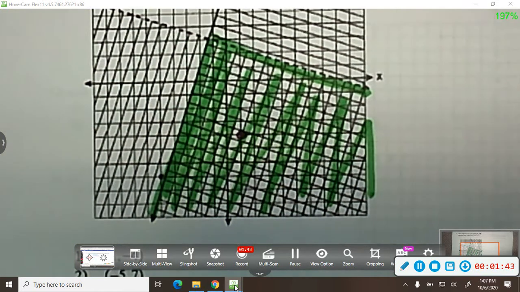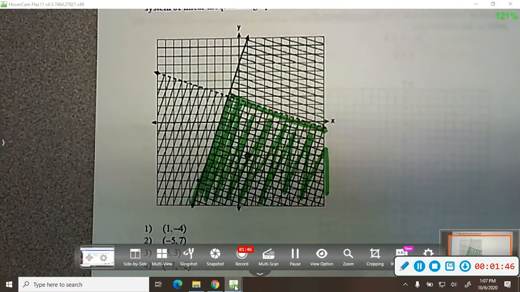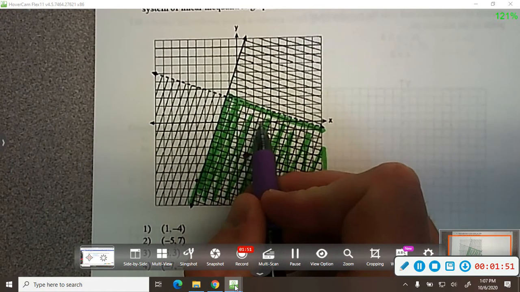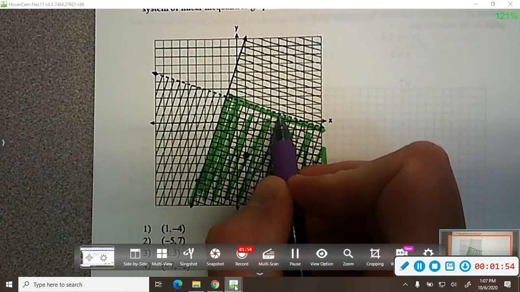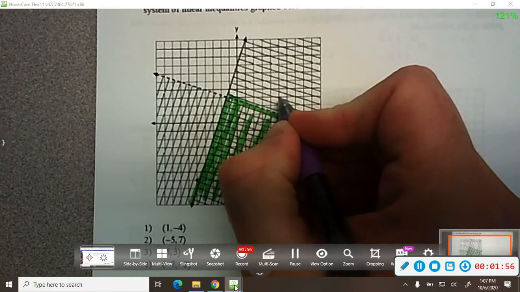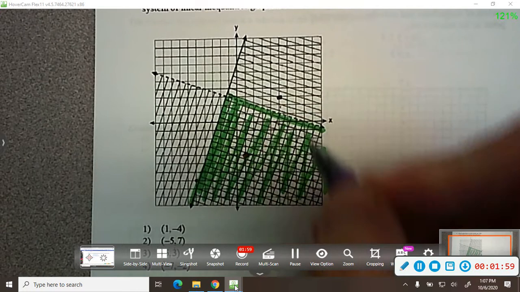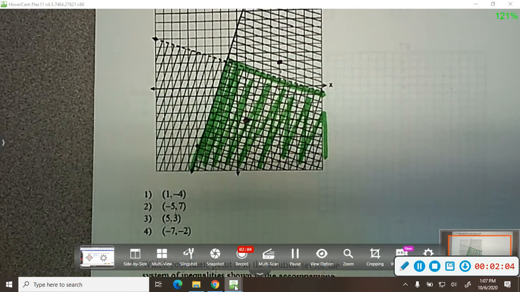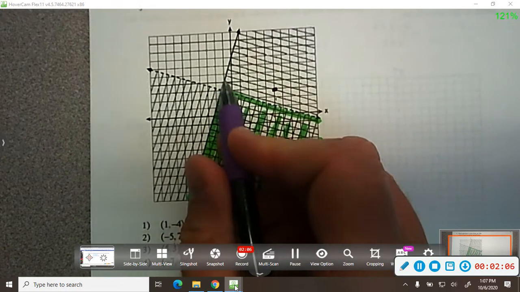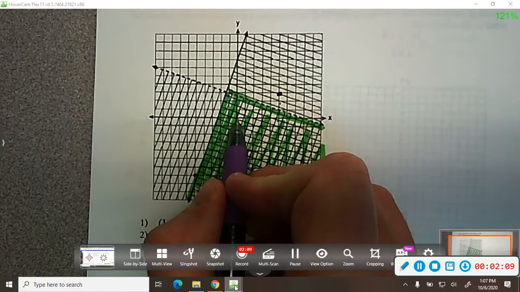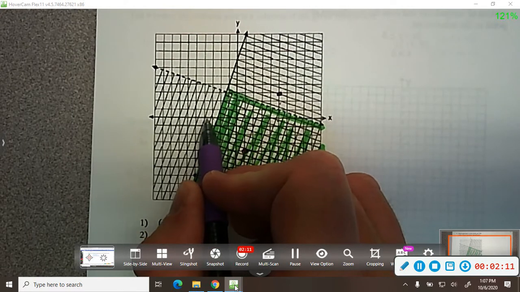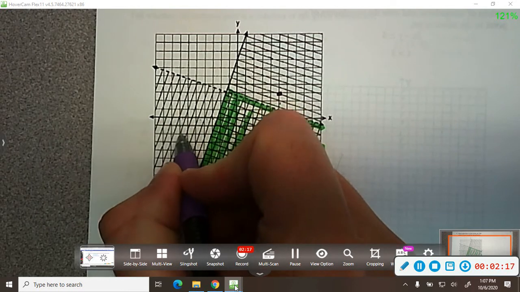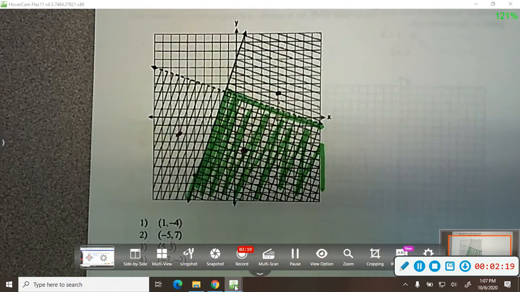And then 5, 3. See 5, 3. Starting here. 1, 2, 3, 4, 5. 1, 2, 3, right there. So that's not in the green area. And then the last one, -7, -2. 1, 2, 3, 4, 5, 6, 7. 1, 2, right there. That's not in the green area.